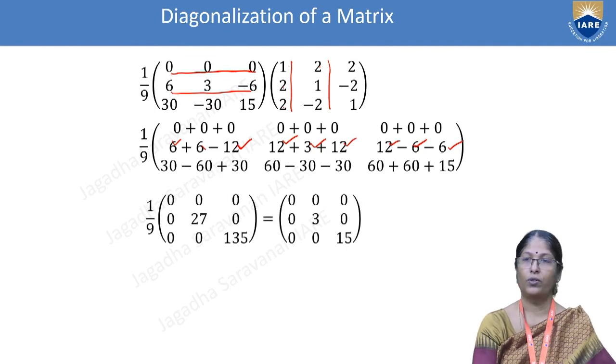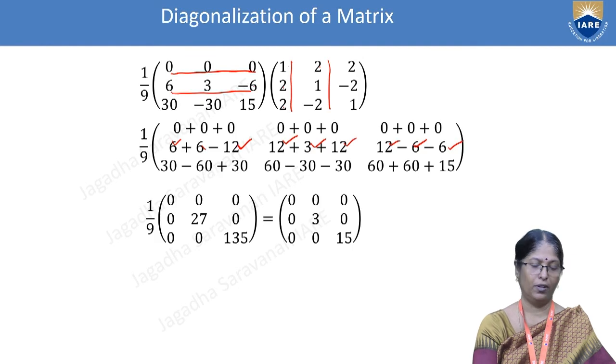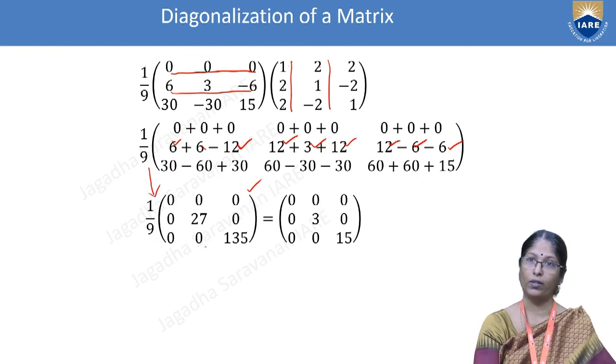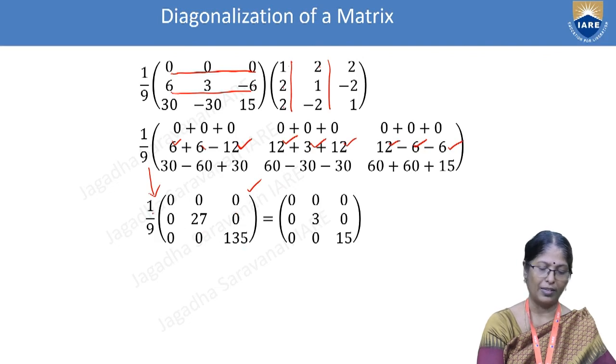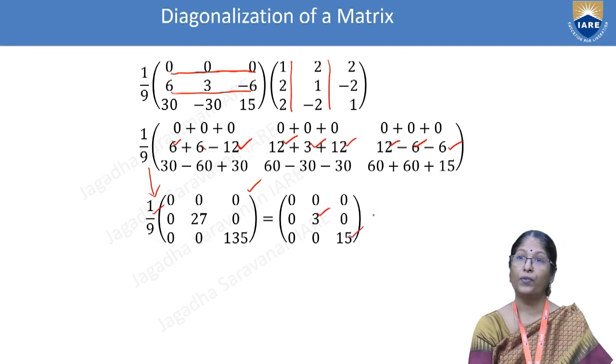Calculator is allowed for the examination purpose, but we must know how to do the multiplication manually. That is the reason in this video lecture it is completely explained. So 1 by 9 as it is. So solving this value we got it 0, 0, 0, 0, 27, 0, 0, 0, 135. 1 by 9 is taken inside, 27 by 9 is 3, and 135 by 9 is 15.